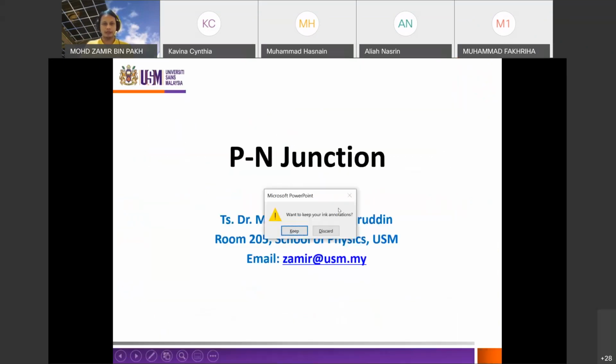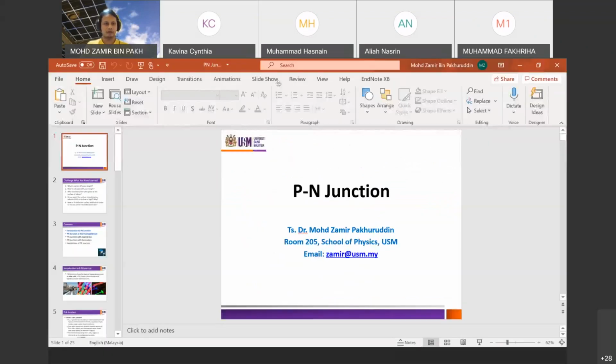Okay, so we're done with PN junction at thermal equilibrium. Is it okay so far?